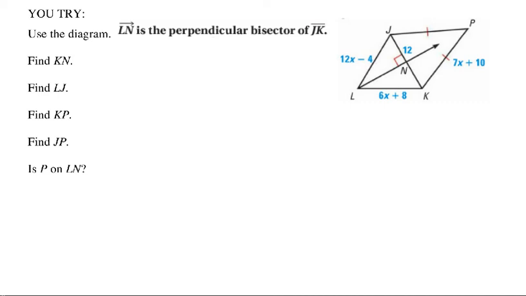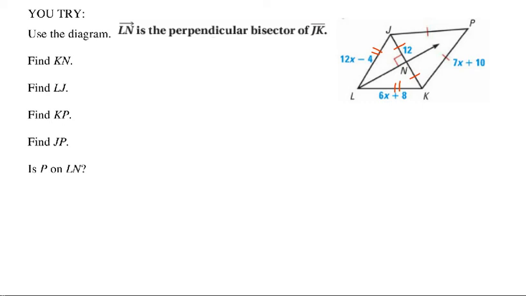All right, so your answer for x is 2, and here is the reason why. Because we know that LN is the perpendicular bisector, these 2 segments are congruent to each other because it's bisecting it. And because of that, our point L is going to be the same distance away from J and K. We can see then that 12x minus 4 equals 6x plus 8. When we solve it, we end up with x equals 2.